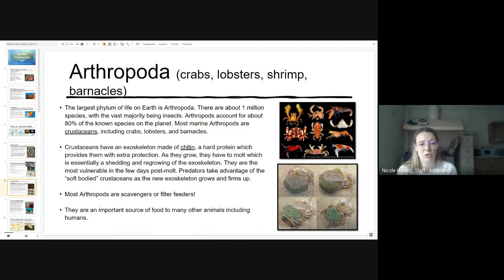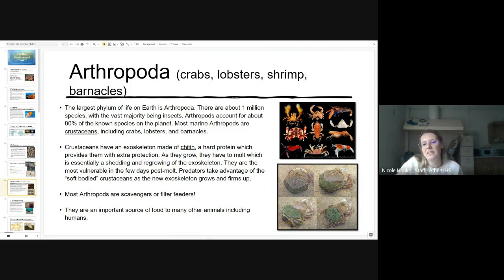They excrete the protein. And as they grow out of that shape and grow bigger, they have to molt that exoskeleton and then regrow it. So when they're in that day or couple days post-molt, they are the most vulnerable, and predators will know that time of the season and take advantage of that time while they're a soft body. So that's a picture actually of it going on down at the bottom of the screen here. It's backing out of its shell and then going to create a new one.